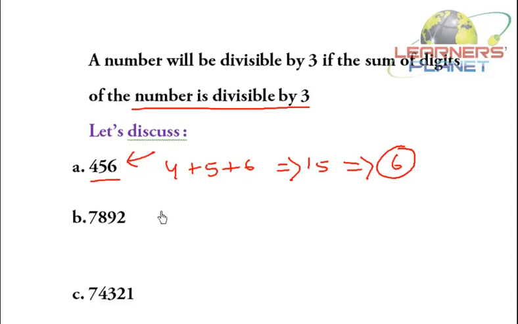Similarly, in this case, 7 plus 8 plus 9 plus 2. We can even shorten the method by taking off the numbers which are already divisible by 3. Here 9 we should not add. It's not necessary to add. If at all we add, it doesn't make much difference. But since 9 is already divisible by 3, it's not necessary to take it into the calculation. Similarly, 7 plus 2 is 9, which is divisible by 3. So we are left with 8. So 8 is not divisible by 3. Hence 7892 will not be divisible by 3.